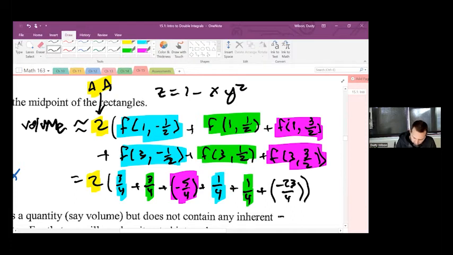And let's see, all of that, what does that add up to? 3 plus 3 is 6, minus 5 is 1, plus 1 is 2, plus 1 is 3, plus negative 23 is negative 20 over 4. Negative 20 over 4 would be negative 5 times 2, so that would be negative 10. And so again, this negative 10 that we found here would be the approximate volume under the surface.